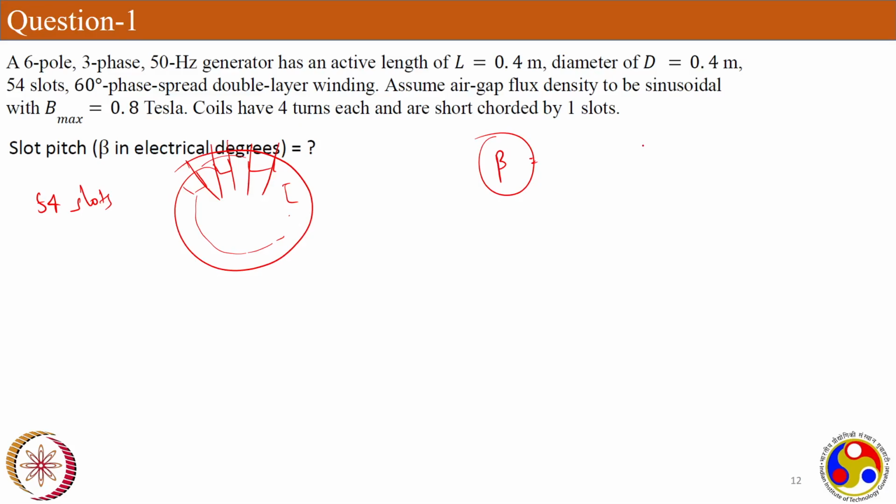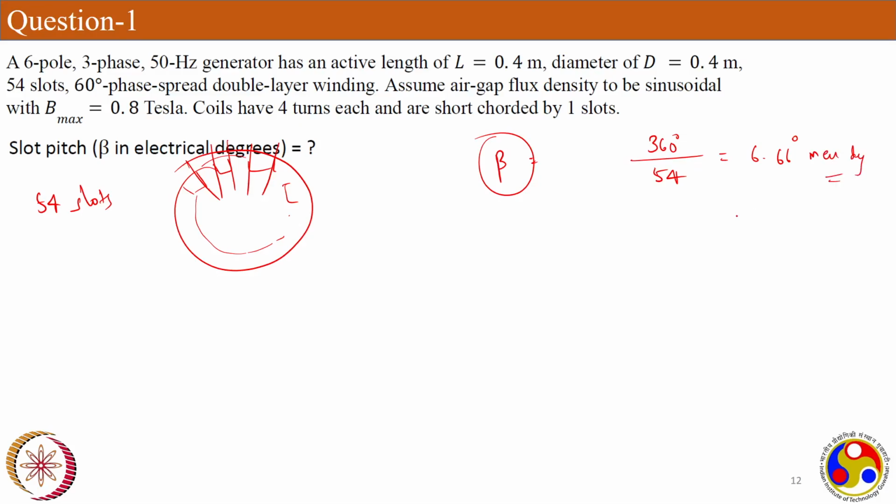Now, total 360 degrees divided by 54 slots. This would give how much slot pitch angle each slot carries in mechanical. So 360 by 54 would give you 6.66 mechanical degrees.